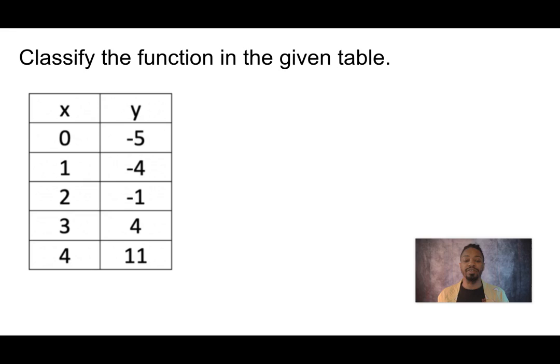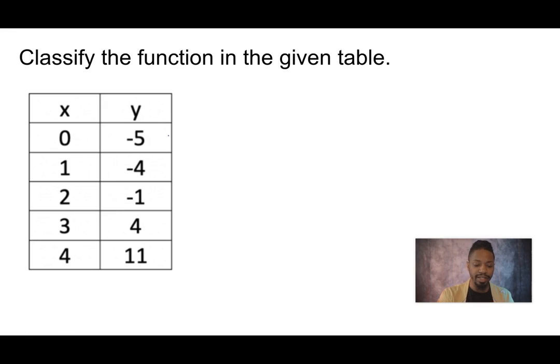Classify the given function. So we have our x's here, and we have our y's. The x's are going up by 1. Now I have to ask myself, how are my y's changing? Remember, linear, you're constantly adding or subtracting the same term. Exponential, you're constantly multiplying by the same constant ratio. And then in a quadratic table, it's a constant second difference. And so classify this function.